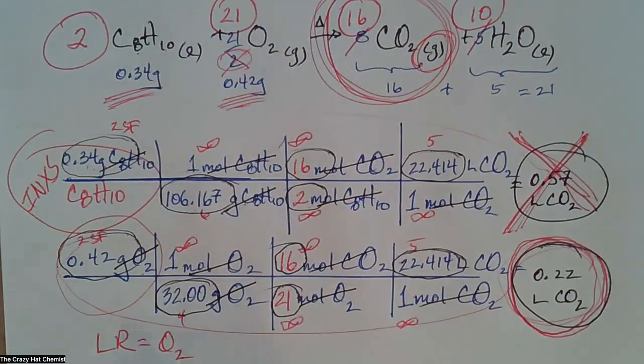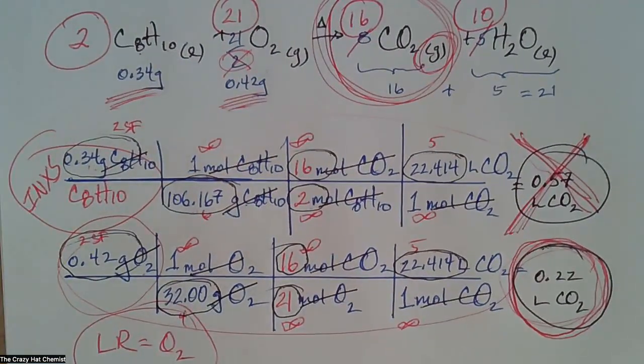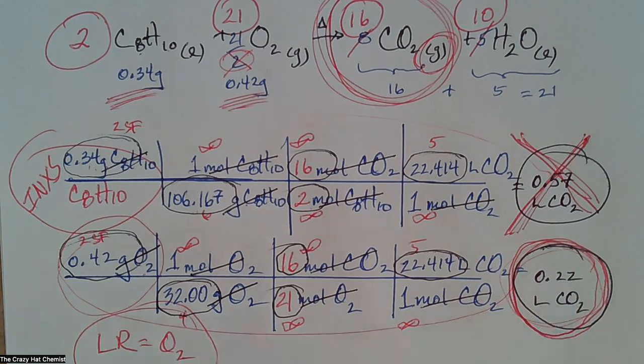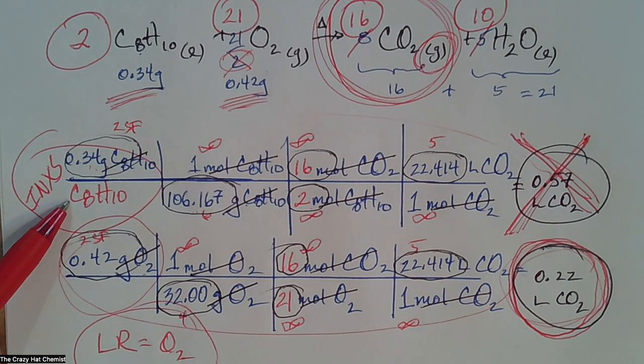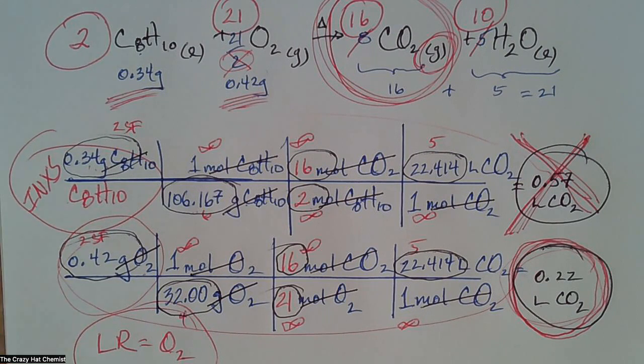Okay, so now I have answered all my questions here. How much gaseous product can be produced? That's 0.22 liters of CO2. What's the limiting reagent? O2. What's the compound in excess? And that is C8H10, and that's the xylene. Okay, fantastic. So this problem is done.